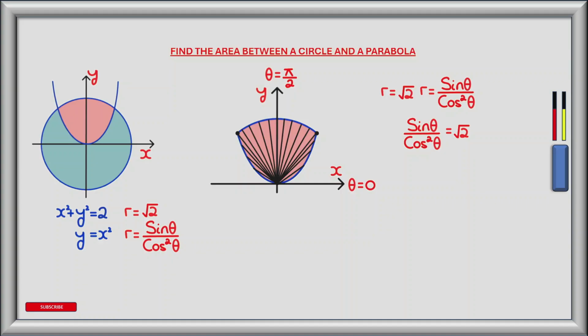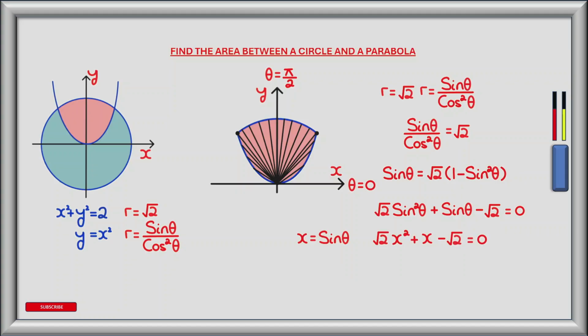If we equate the two, we have sinθ / cos²θ = √2. If we replace cos² with the trig identity 1 − sin², we get sinθ = √2(1 − sin²θ). Expanding this out, we get √2 sin²θ + sinθ − √2 = 0. For simplicity, if we now let x = sinθ, we can solve this as a quadratic equation. So we have √2 x² + x − √2 = 0.